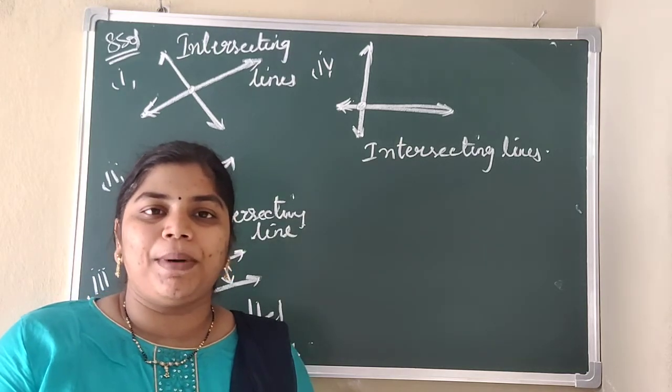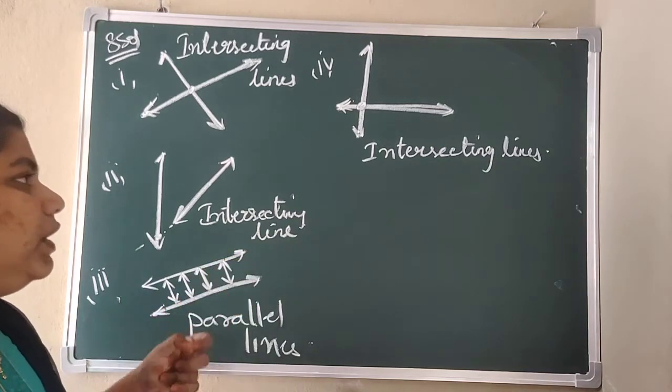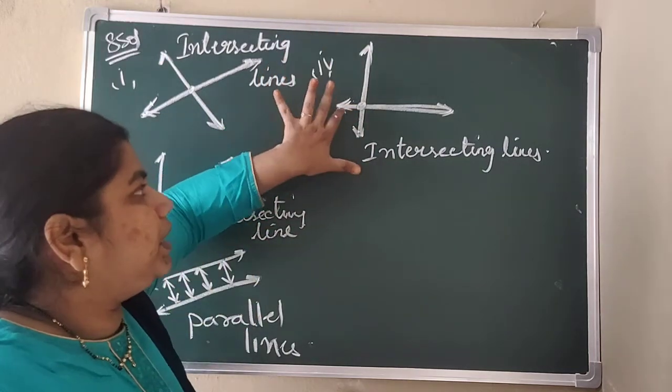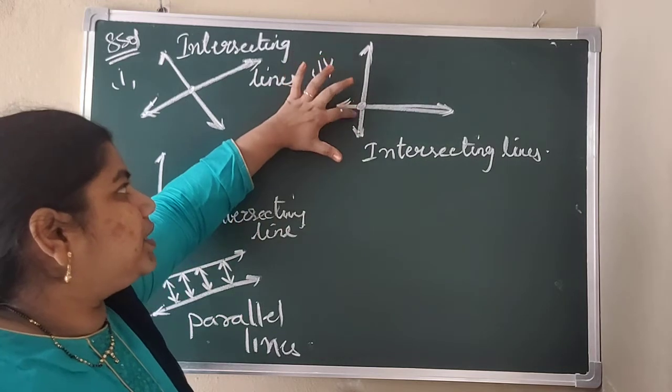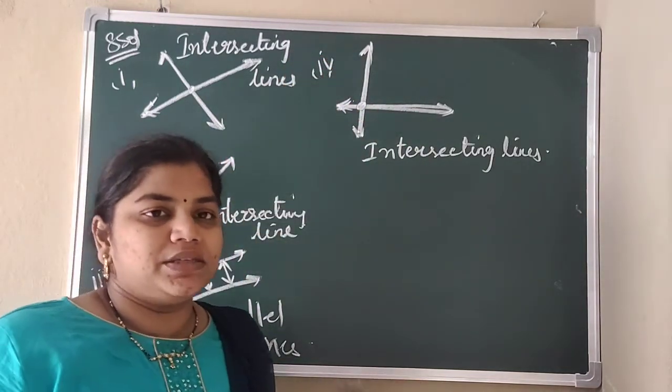So what do you mean by parallel lines? If the distance between the two lines is always same, we will call it as parallel lines. And what do you mean by intersecting lines? Intersecting lines means they will be meeting at some point. The two lines or more than two lines will be intersecting at some point. So that type of lines we will call as intersecting lines.